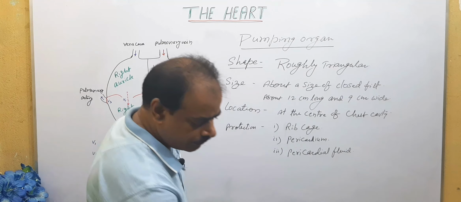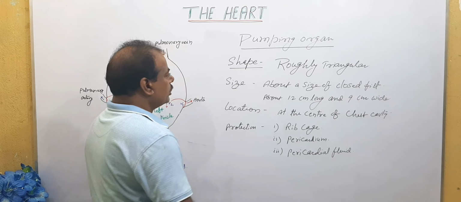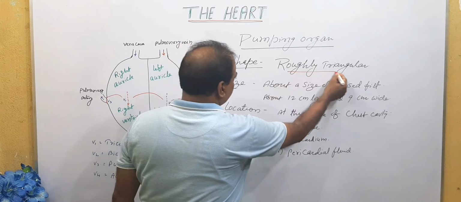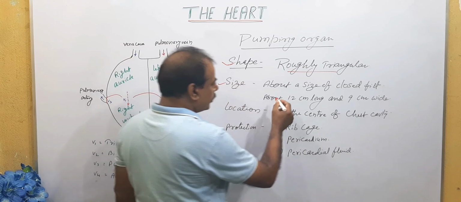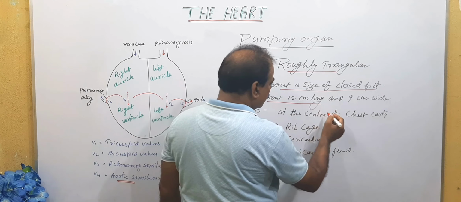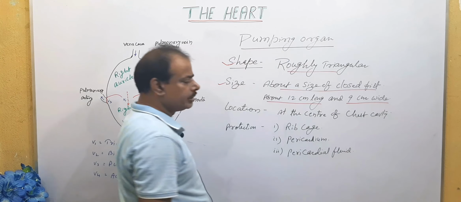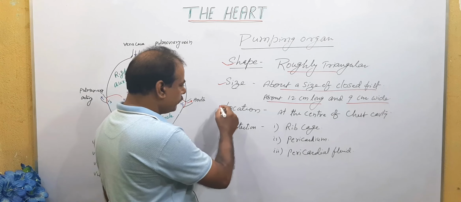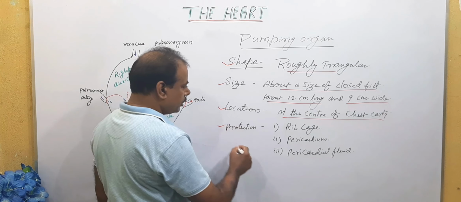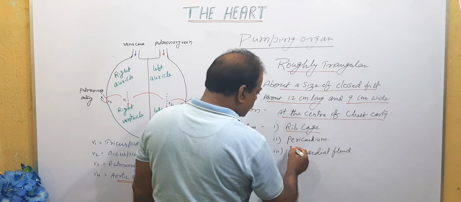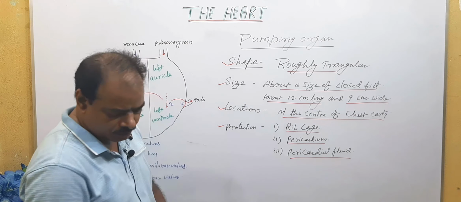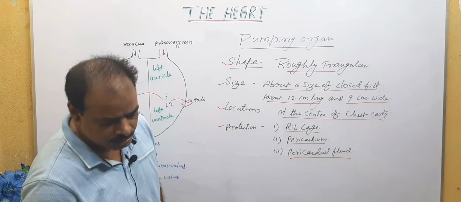So in this way, the shape is roughly triangular, the size is about a closed fist, or about 12 centimeters long and 9 centimeters wide. The location is at the center of the chest cavity, and protection is by the rib cage, pericardium and pericardial fluid. So in this way, our heart is protected.